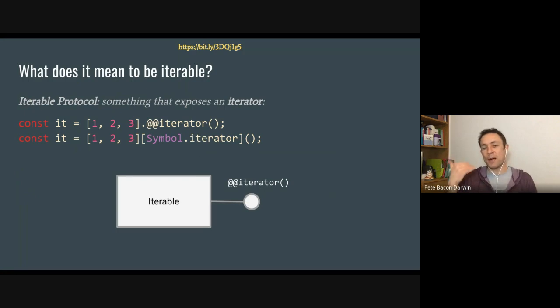But what does it actually mean to be iterable? Well, behind the scenes, an iterable thing has to have a method called @iterator. Now, in the spec, it's called @iterator. But @iterator is not actually a valid JavaScript identifier. So in the real world, we have to use Symbol.iterator to access this method name. But I'm just going to use @iterator wherever I need it, because it's easier to write. If you're actually writing these things, you would do Symbol.iterator. So you can see an iterable is just an object that exposes this iterator method.